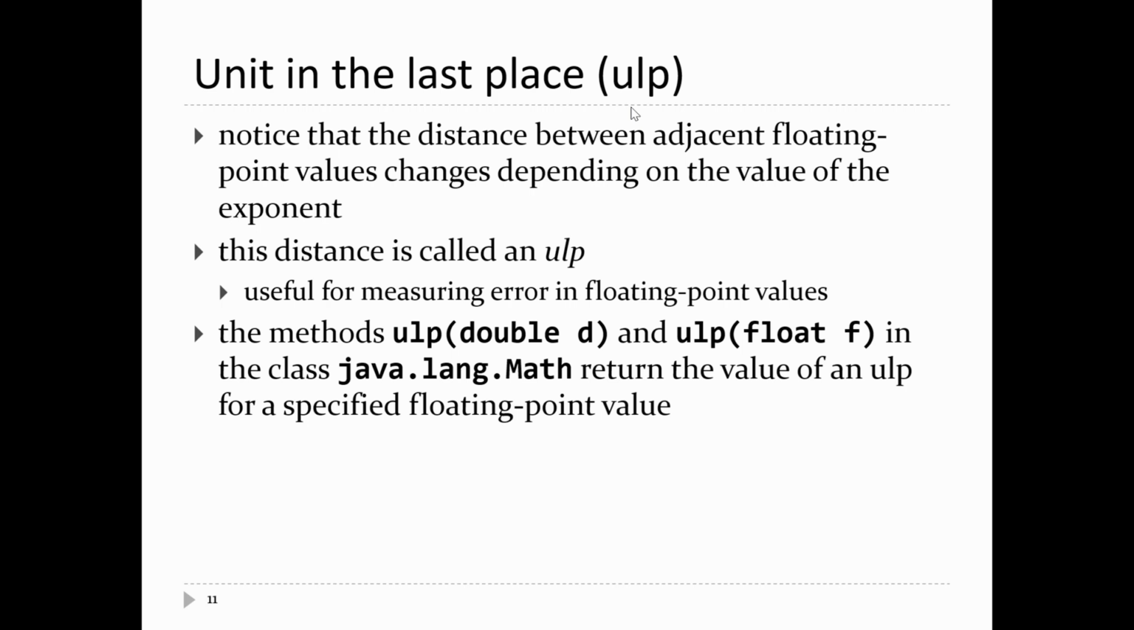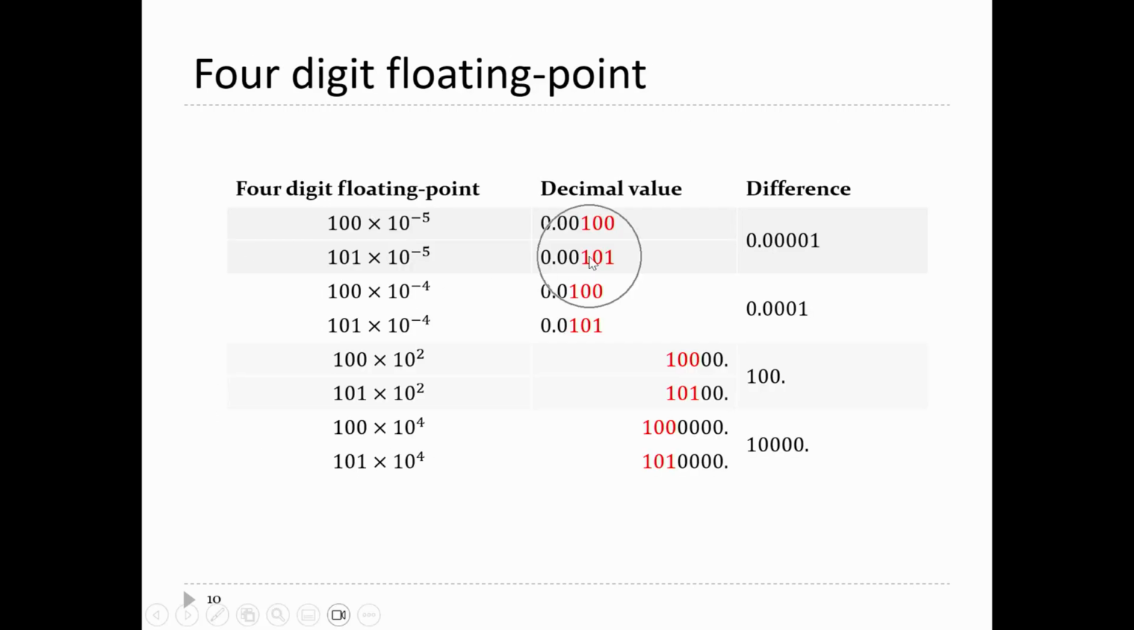That's called an ulp. The ulp is the distance between adjacent floating point values. Now notice that the magnitude of an ulp changes depending on the magnitude of your number.